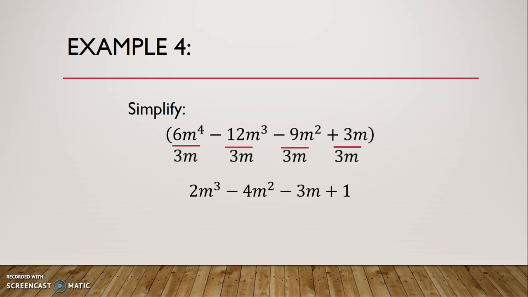And you just keep going straight across. So negative 12m cubed divided by 3m would be negative 4m squared. Negative 9m squared divided by 3m would be negative 3m. And 3m divided by 3m would just be 1. Here, just make sure you watch your signs. But other than that, you're just dividing each piece by that outside piece.